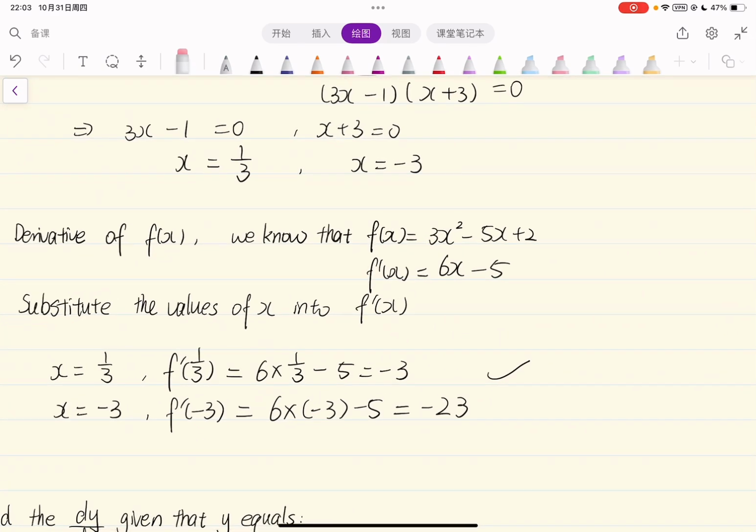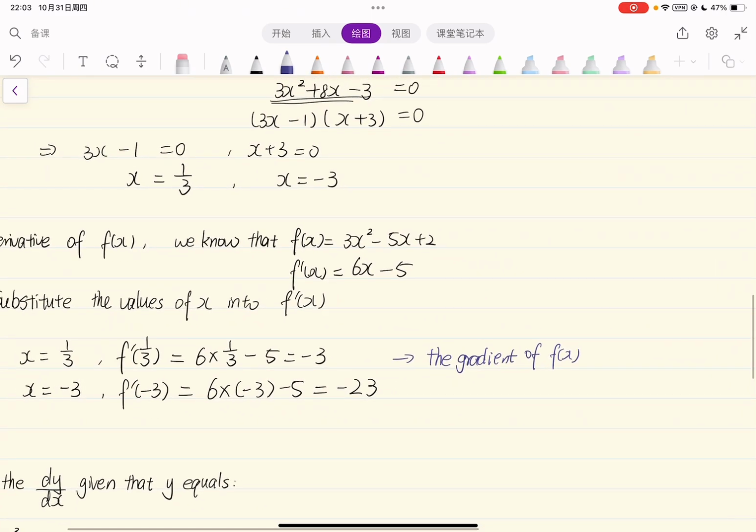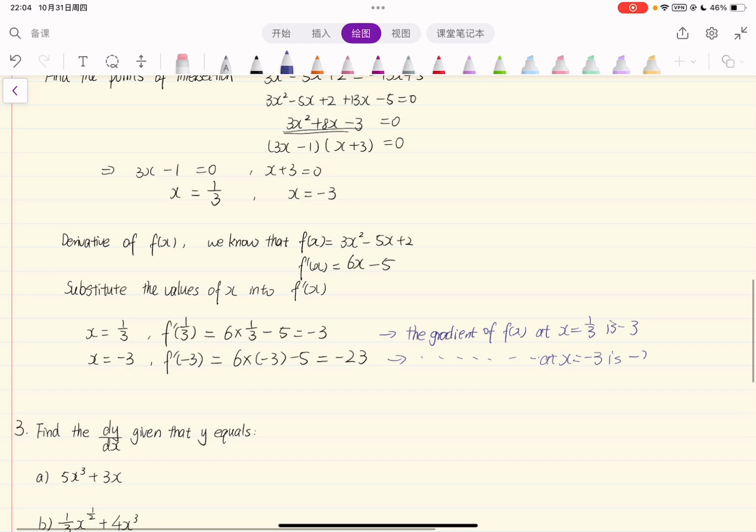Which means the gradient of f(x) at x equals one third is negative 3, and the gradient of f(x) at x equals negative 3 is negative 23.